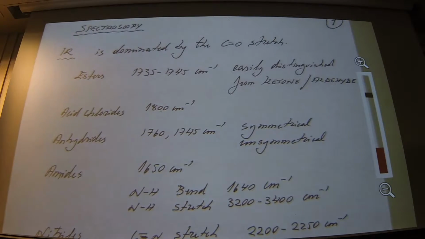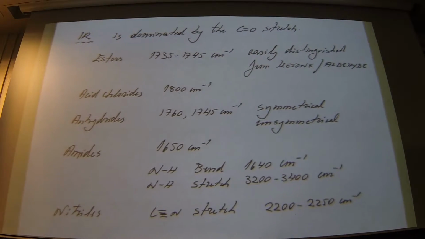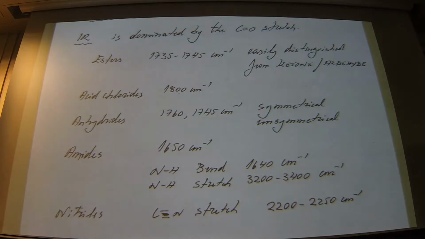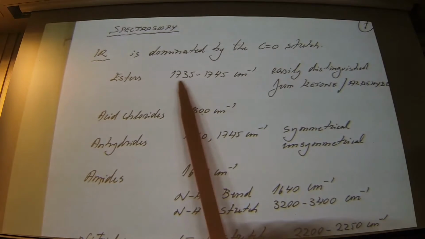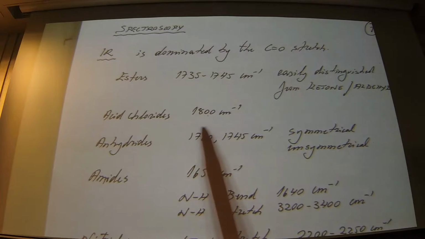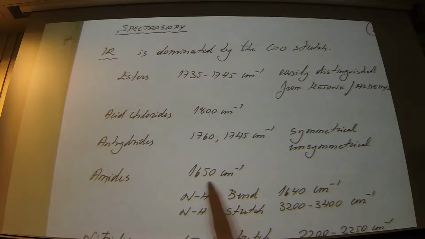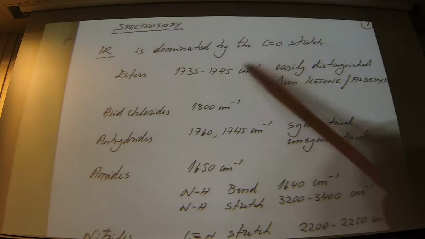Let's just go over this briefly. And we said that IR is the method of choice for figuring out what kind of functional group you have. The nice thing about IR is that it will actually distinguish between the various types of carbonyl groups that you have in a molecule. So esters come at a higher frequency, not as high as acid chlorides, amides at a much lower frequency, and so on. You don't need to memorize this.